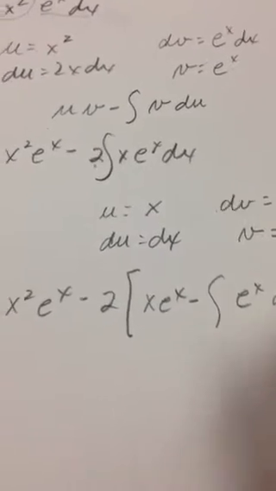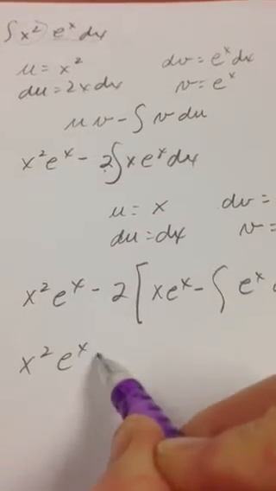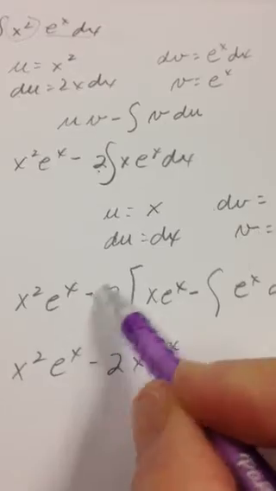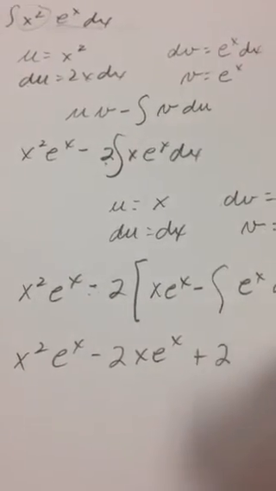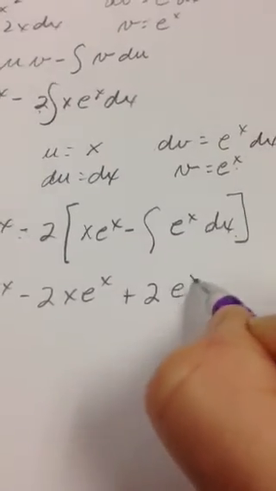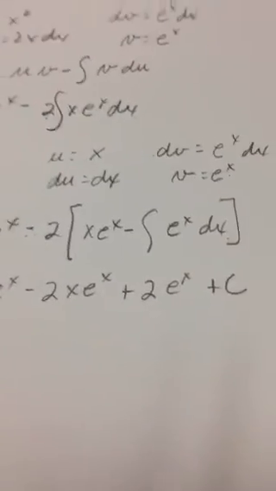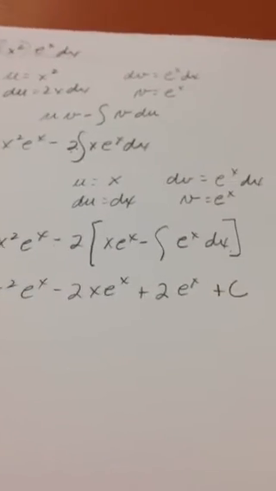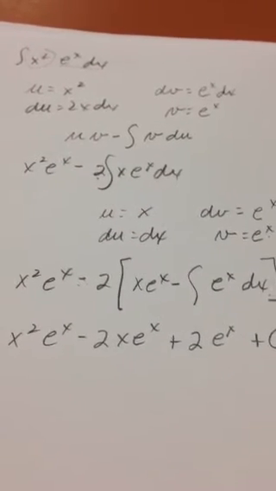du. This time it looks like we should be able to carry this out. I'm going to distribute the 2. I'm going to distribute it actually negative 2. So it's going to be plus 2. The antiderivative of e to the x dx is e to the x. And then finally plus c. There's my second example.